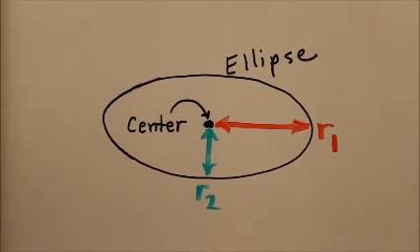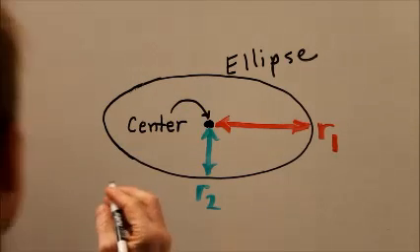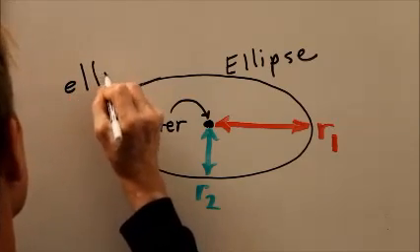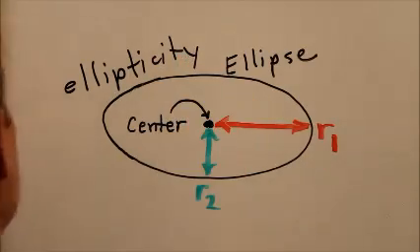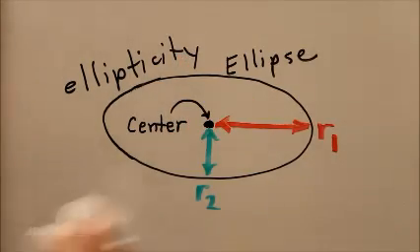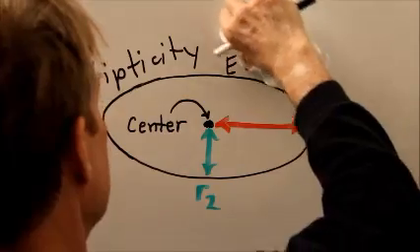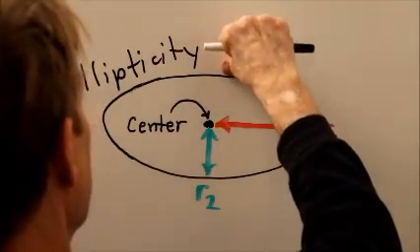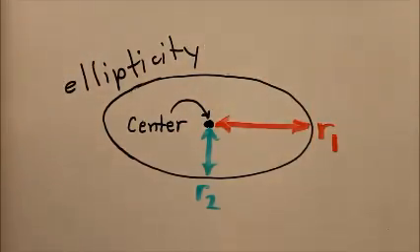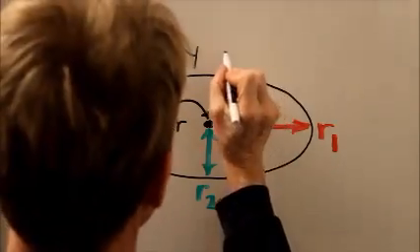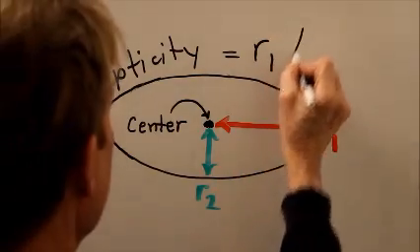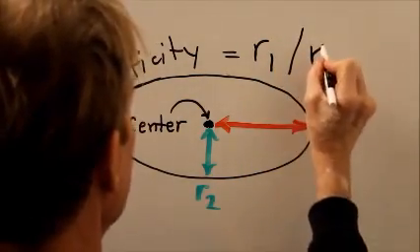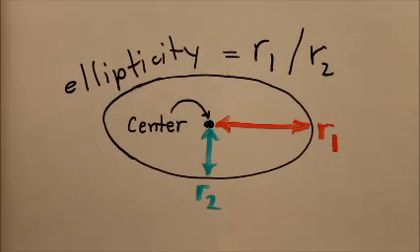We're asked, what does ellipticity tell us? Ellipticity. Well, ellipticity is an expression of how much an ellipse differs from a perfect circle. By definition, the ellipticity equals the major semi-axis divided by the minor semi-axis.